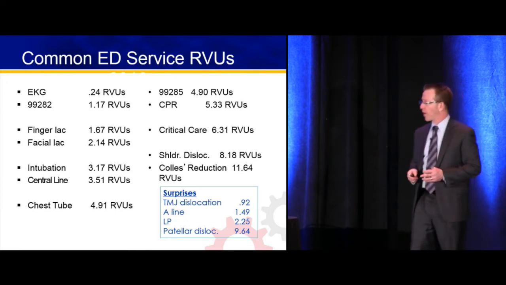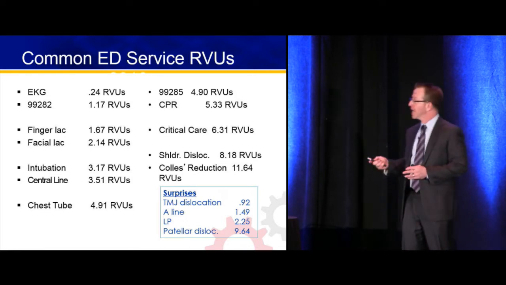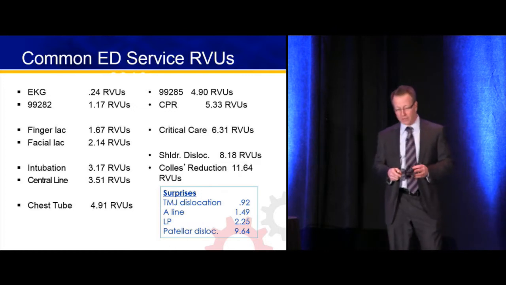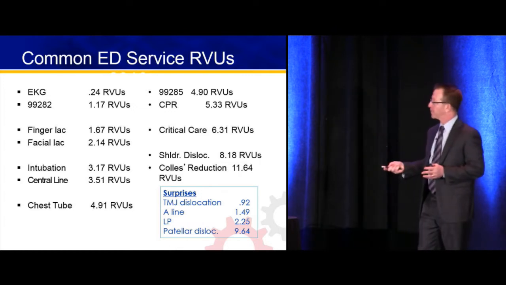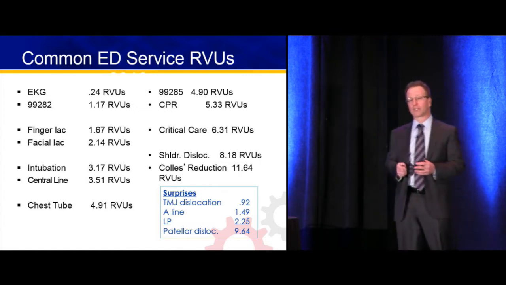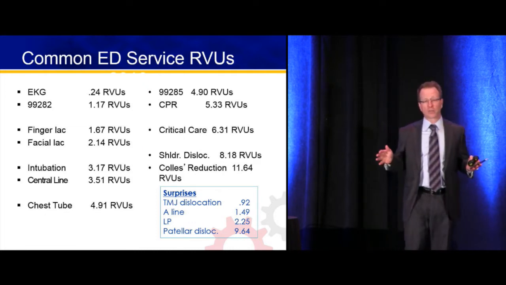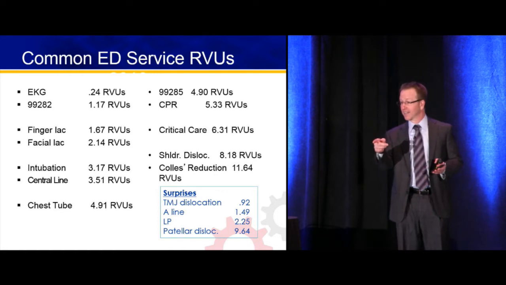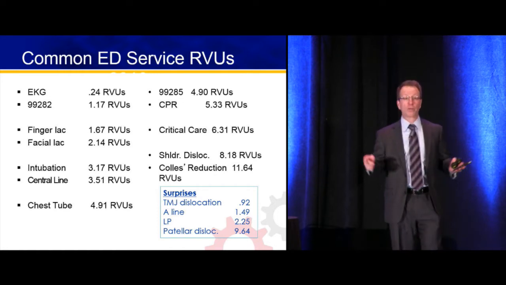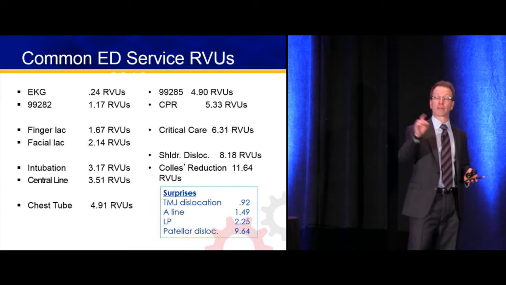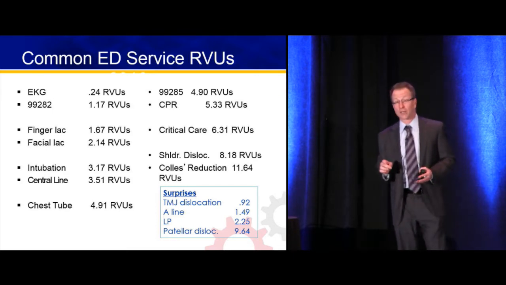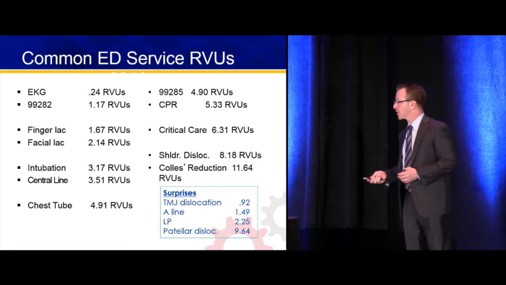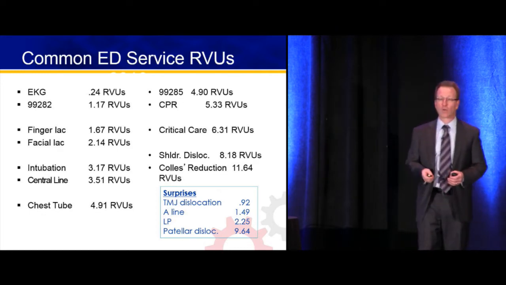Central line, 3.51. Chest tube, 4.91. 99285, 4.90. CPR, 5.33. Critical care, 6.31. And then the big guys, the big procedures, the orthopedic procedures. Why are the orthopedic procedures so highly valued? Because the orthopedists were on the board that determined the very first set of values back in the early 90s. Look at this. Shoulder dislocation, 8.18 RVUs. Colles reduction, 11.64 RVUs.